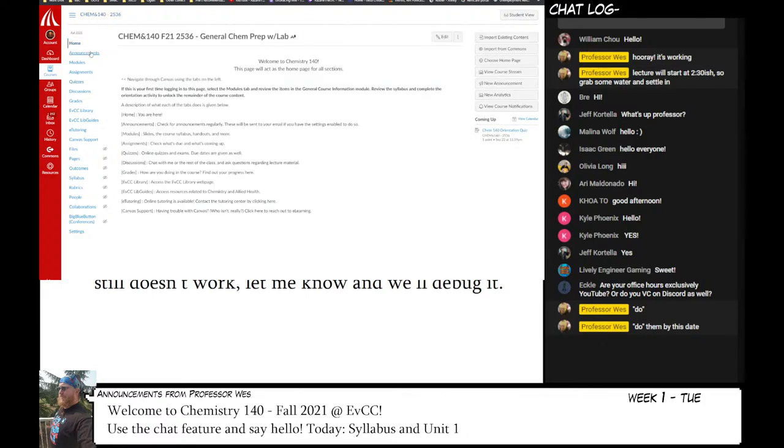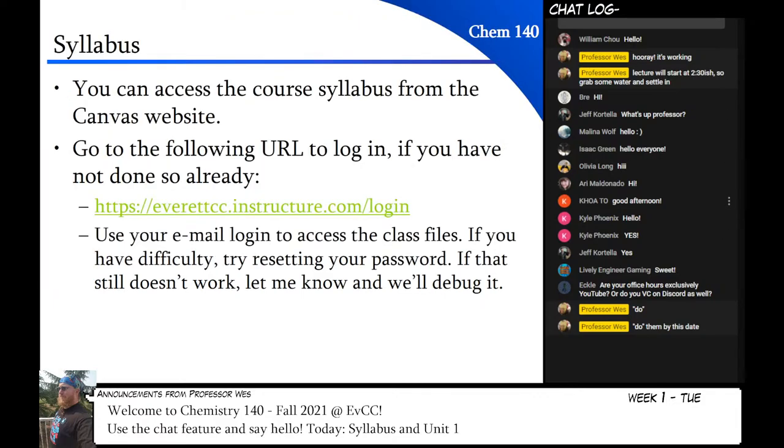That's how we use Canvas for all of our stuff. So let me know if you have any questions on how Canvas works. Happy to go over it with you.